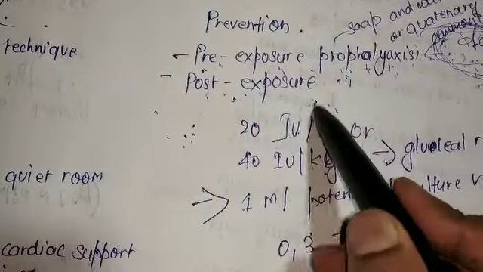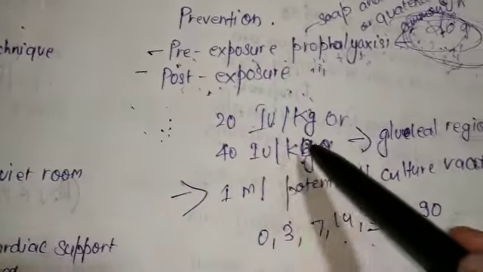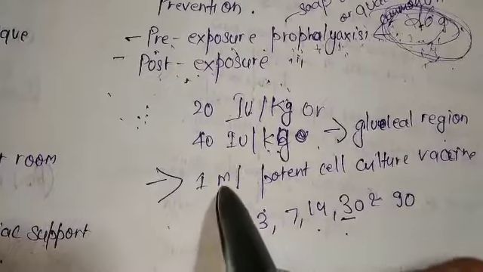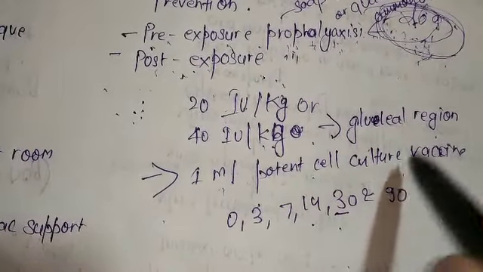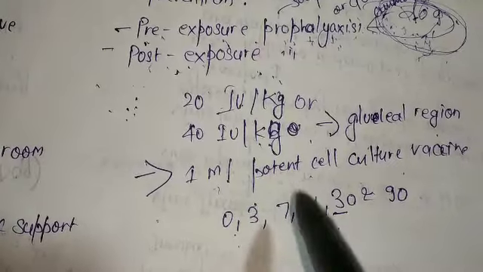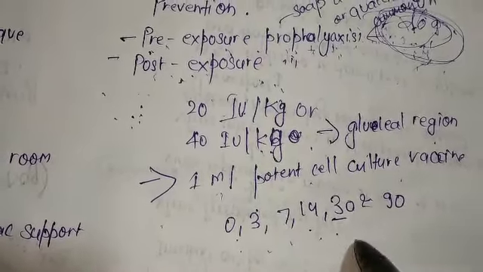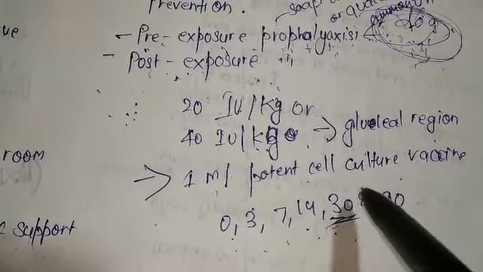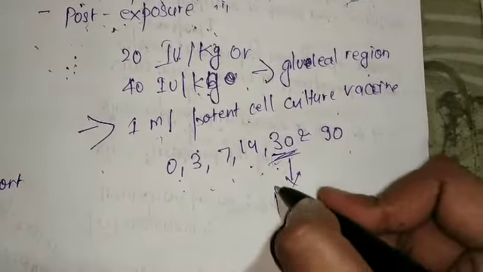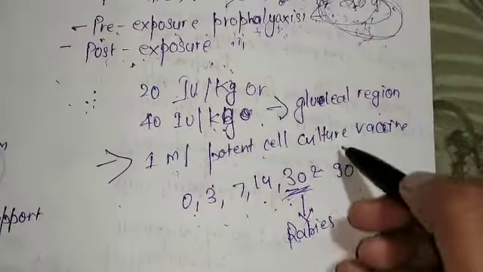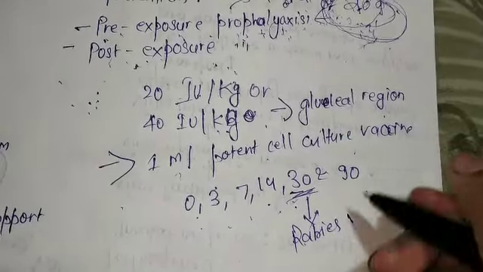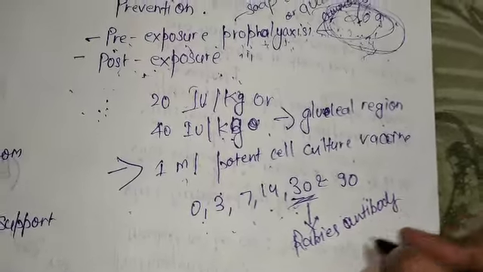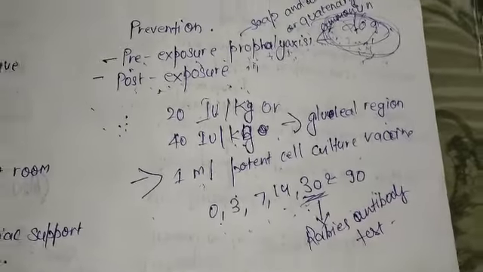In the post-exposure, the two doses of immunoglobulin should be given in the gluteal region, and 1 ml of potent cell culture vaccine is given on the first day, third day, 7th, 14th, 30th and 90th. On day 30 they can do the rabies antibody test to check whether the vaccines given to that person are satisfactory or not. This is for the rabies virus. Thank you.